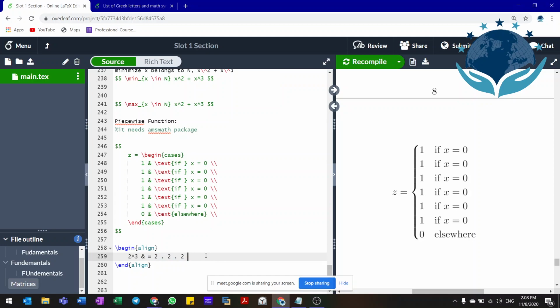So now you have to go for the next line, so you are going to use the double slash, and in the second line you don't have any left hand side, so you can directly use the ampersand. So ampersand will denote that the left part is going to be null, which is equal to 2 into 2 is 4, so into 2. Okay, so next line, ampersand equal to 8.